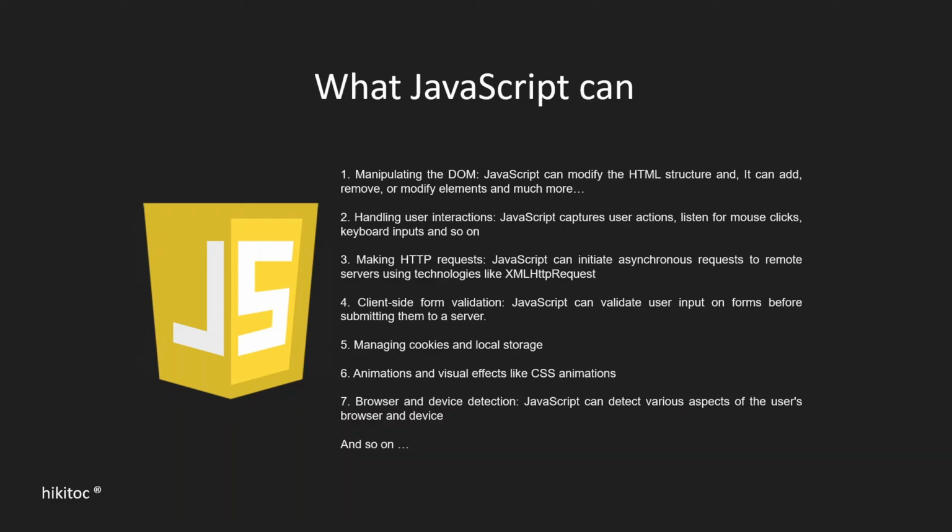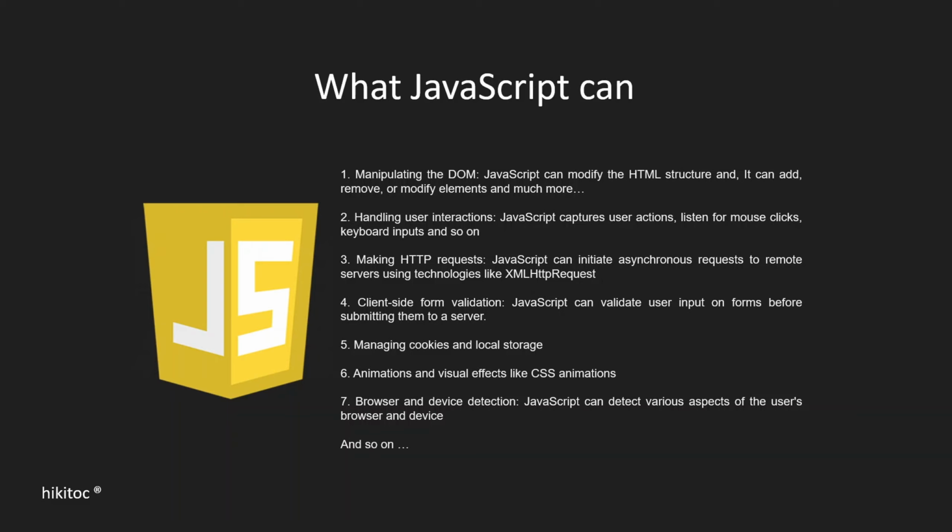It makes HTTP requests. JavaScript can initiate asynchronous requests to remote servers using technologies like XMLHttpRequest. Client-side form validation: JavaScript can validate user input on forms before submitting them to a server. Managing cookies and local storage, animations, and visual effects like CSS animations. Device detection: JavaScript detects various aspects of users' browsers and devices.